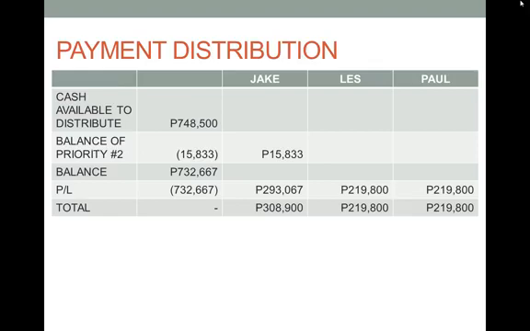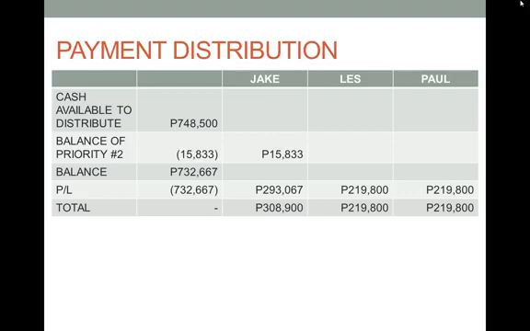748,500. Payment distribution. Cash available to distribute 748,500. Balance of priority 2. 'Di ba kanina meron ang naibayad mo lang kay Jake is 242,500, but the total payment that will need to receive ni Jake is 258,333. Basta yun. Balance.